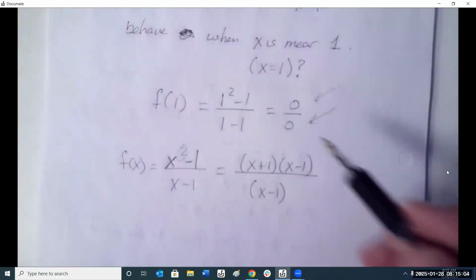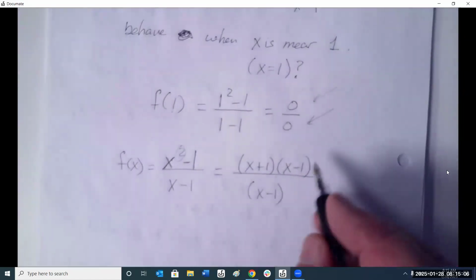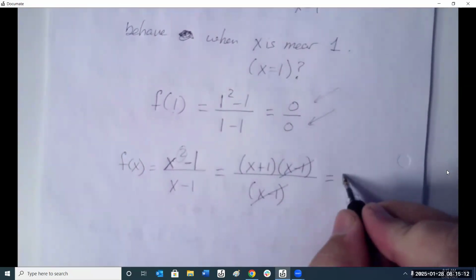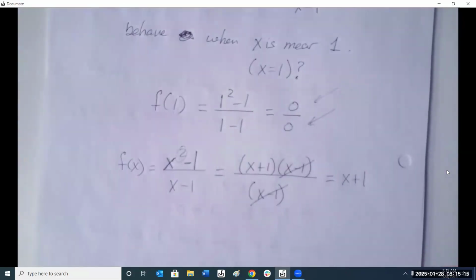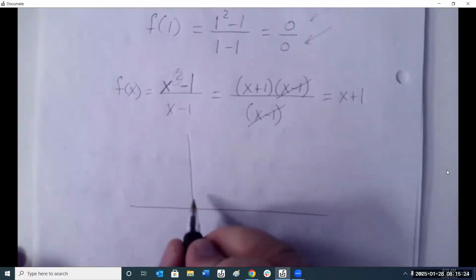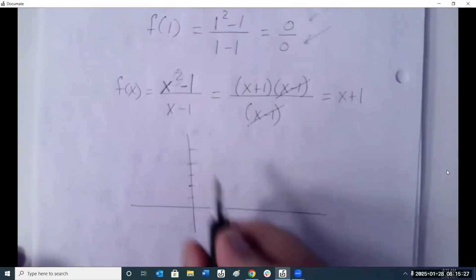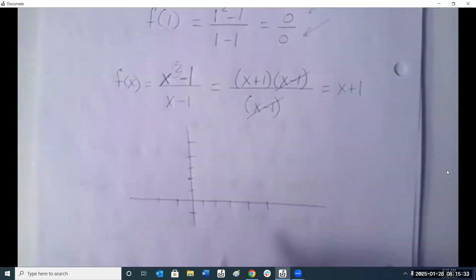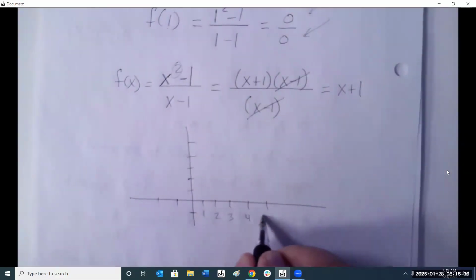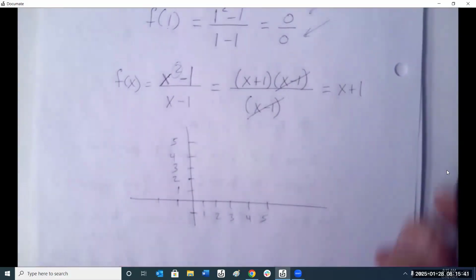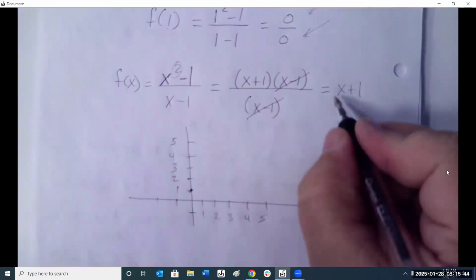Because we get 0 over 0, as I've said, you have to have something in common. And yes, they do. They both have an x minus 1 in common. So this function can be simplified. That's what the graph of the function is going to look like. The y-intercept is at 1. The slope is 1 over 1.